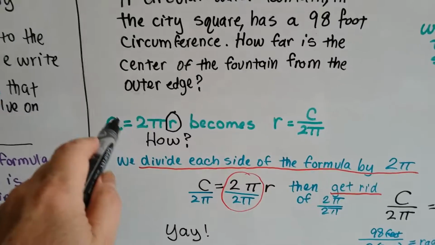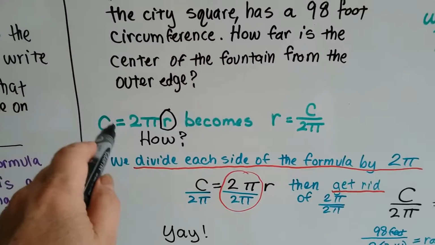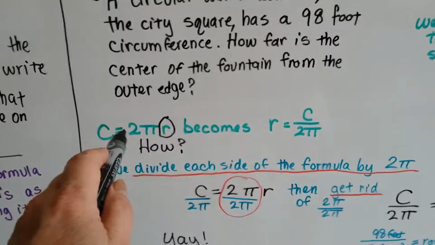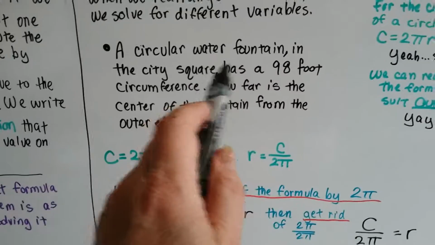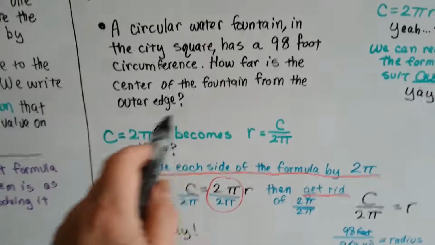So instead of solving for the circumference, which is the way it looks right now, circumference equals something, we need to make it say r equals something. Well, we know the circumference is 98 feet.